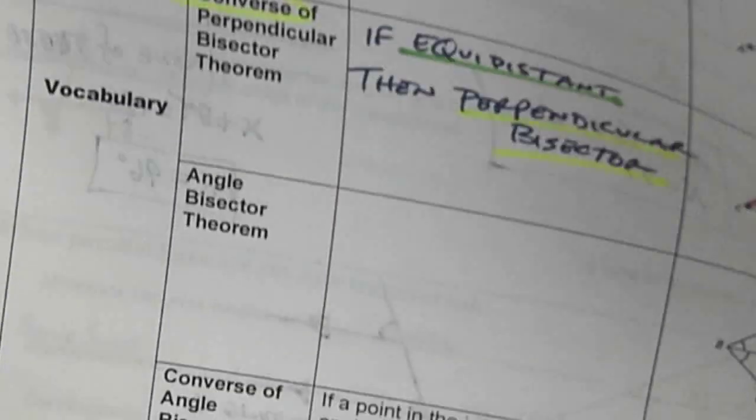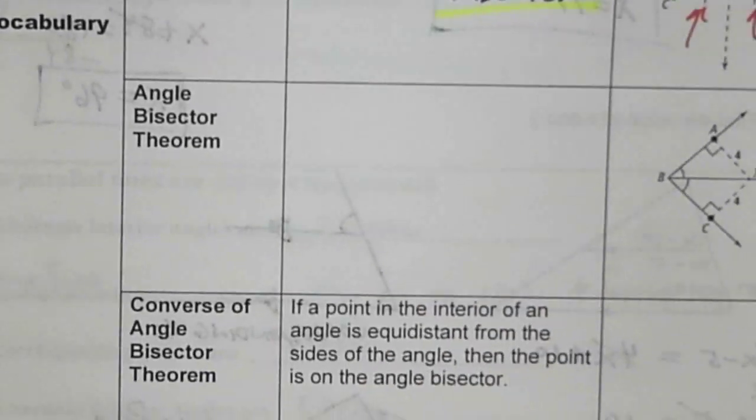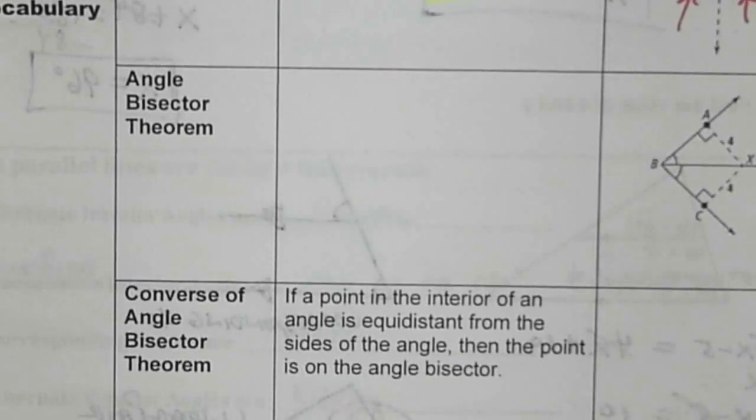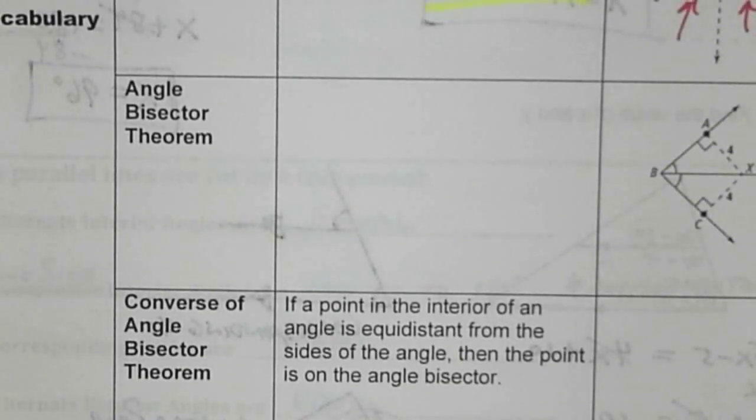Go back to the other note page. Go back. Angle bisector. Angle bisector. I don't even know what I put for the last class. I just thought it was nutso. I didn't even put anything.